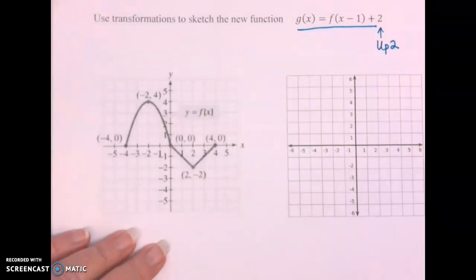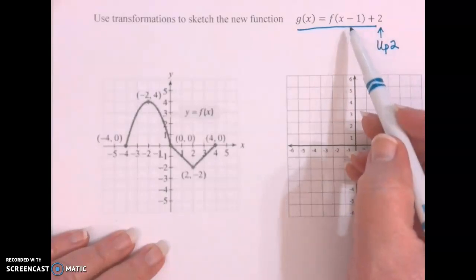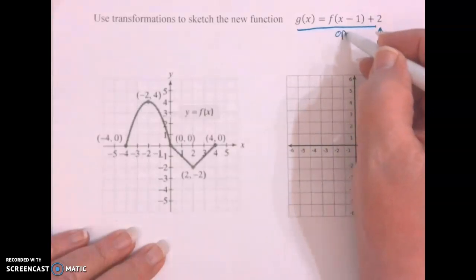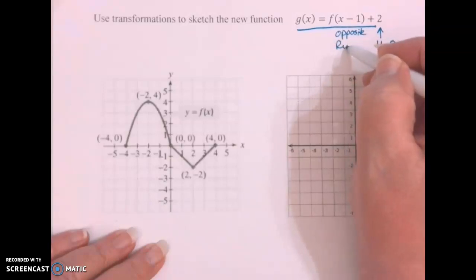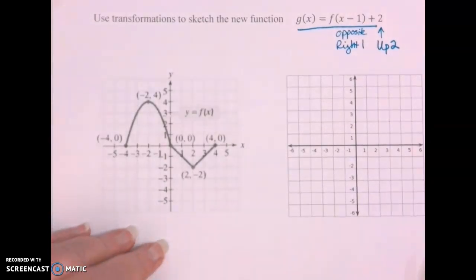But if what's being added or subtracted is inside the function itself, that represents a horizontal shift. And horizontal shifts always move in the opposite direction. So even though a -1 would make you think that you're going over to the left one, we don't. We do the opposite, and we will go right 1. So we're going to do this point by point.